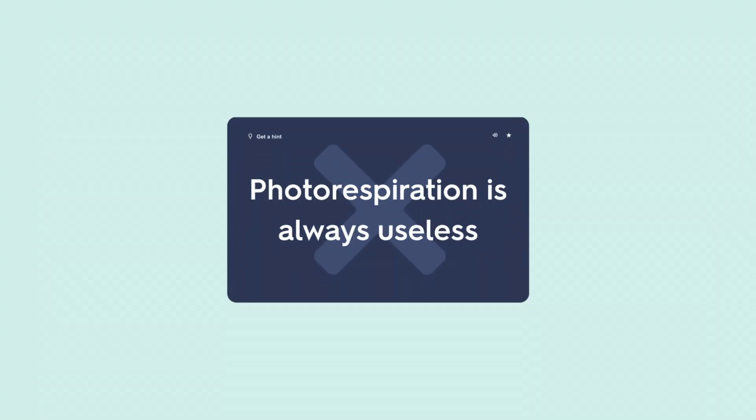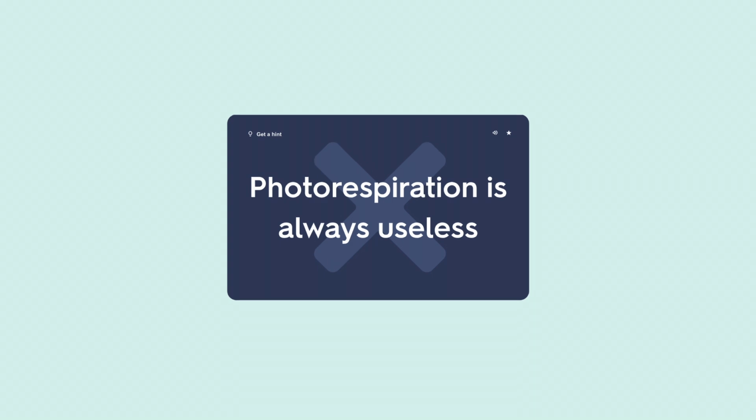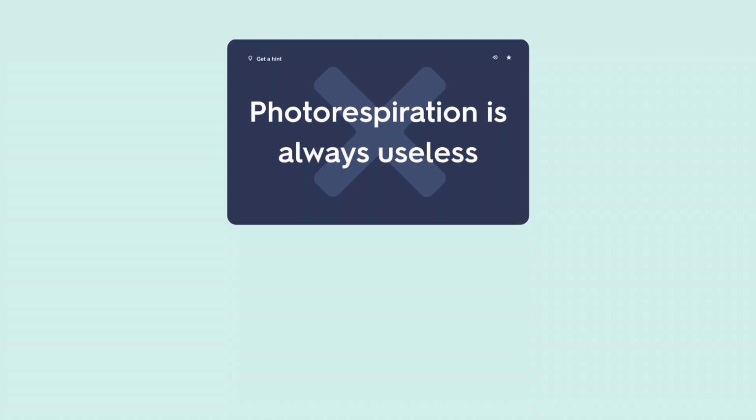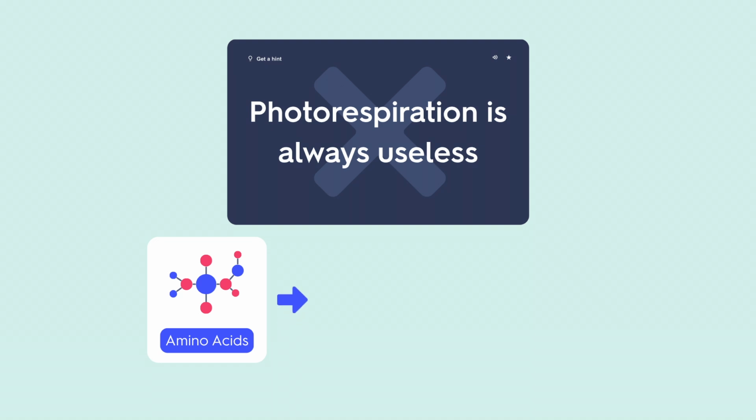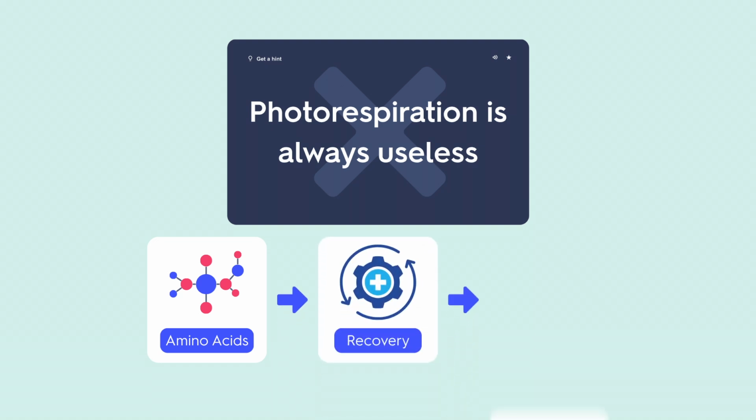Here's an important clarification. Photorespiration is not always simply useless. It does reduce photosynthetic efficiency, but it also helps process the oxygenation product safely and connects with other parts of plant metabolism through useful intermediate molecules.